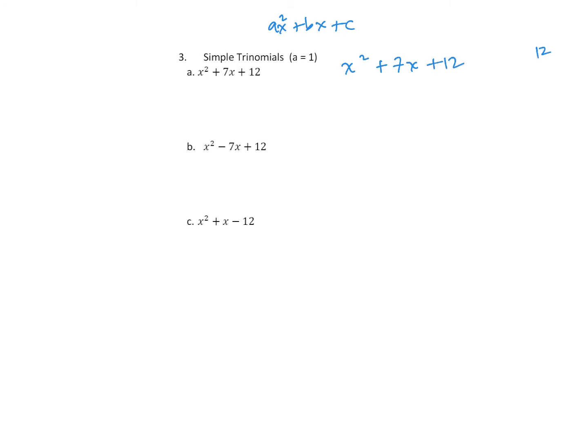So we could say, well, what multiplies to get 12? 1 and 12, 2 and 6, 3 and 4. Which combination adds to 7? The 3 and the 4. So I know it's going to be x plus 3, x plus 4.